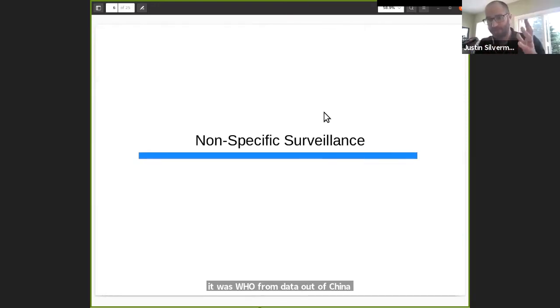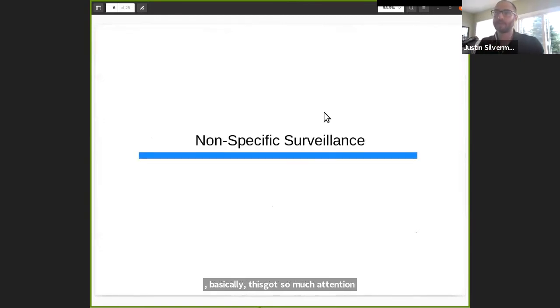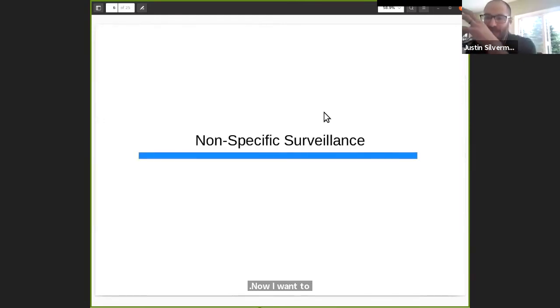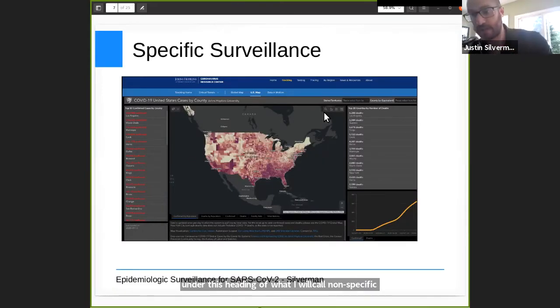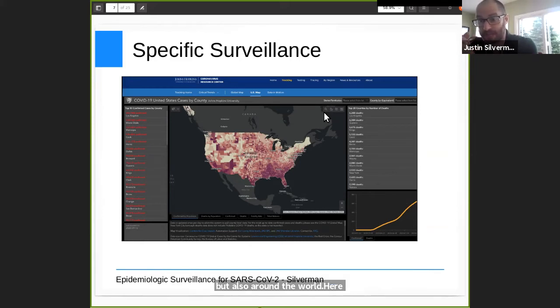So this is basically why this got so much attention. Now I want to go into, well, what did we do? The idea was under this heading of what I'll call non-specific surveillance, okay? To define what that is, let me contrast it with specific surveillance. Specific surveillance is basically what everyone was looking at. This is, for example, the Hopkins COVID dashboard, which was tracking the number of cases, not just in the US but also around the world. I'm just focusing on the US. These are confirmed cases based on molecular diagnostics, highly specific. Essentially, you don't get many false positives this way.